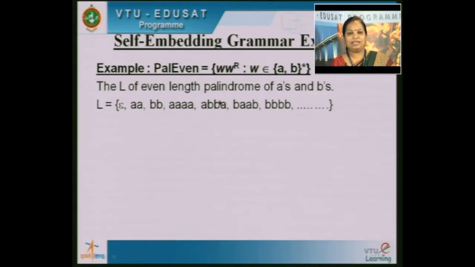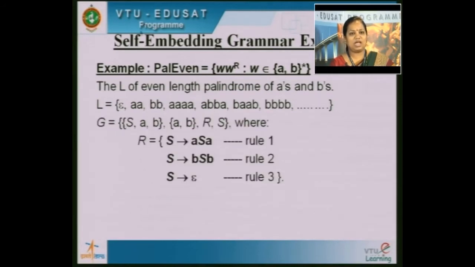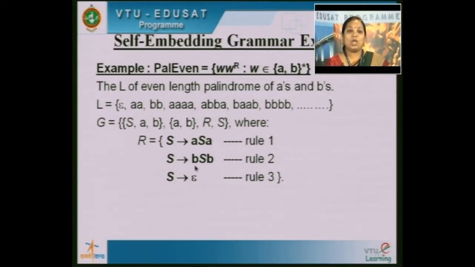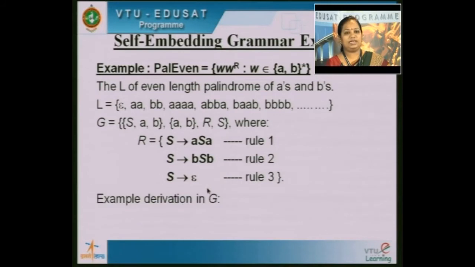First symbol and the last symbol are the same. So, the rules written for this are S tends to first and last are the same symbol. So, S tends to ASA. If it does not start with A, if it starts with B, then we must write one more rule, that is S tends to BSB and S tends to epsilon. So, these are the three rules written.